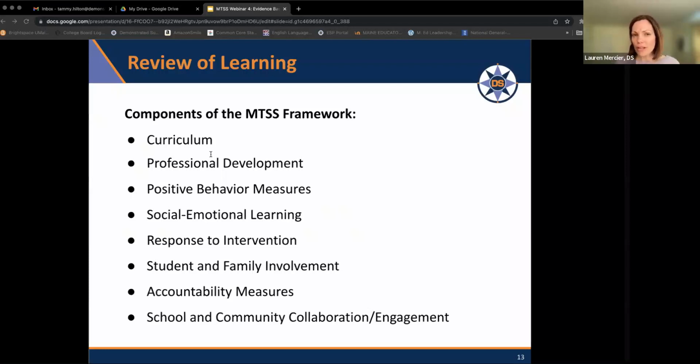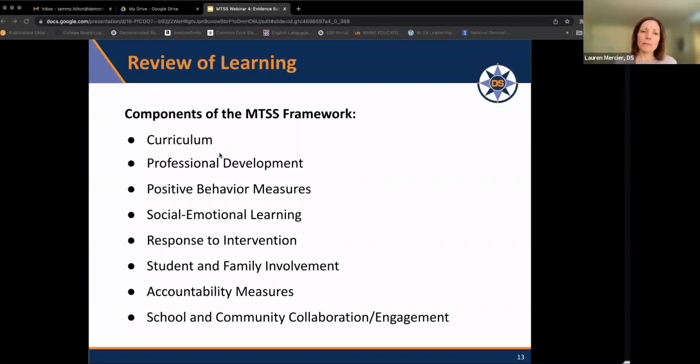These are our components. So we are looking at those different pieces that fall within a framework, right? The MTSS framework. So we were looking at curriculum and instruction, equitable curriculum and instruction. We're looking at professional development. We're considering all of our positive behavior measures, right? And again, we're looking at universal behavior measures all the way through tier 3 practices that support student behavior. We're considering teaching explicit social emotional learning skills to our students.